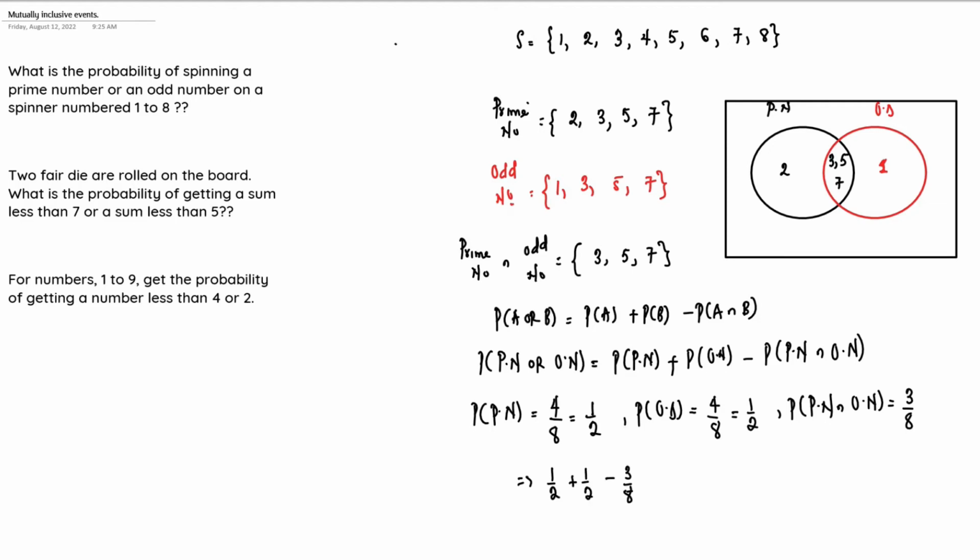And when we use our calculator to do the mathematics, we have our answer to be equal to 5 divided by 8. When we convert this to decimal, we have the answer to be 0.625. So we have a 62.5% chance of having a prime number or an odd number if we have a spinner being spun. So let's move to the next question.